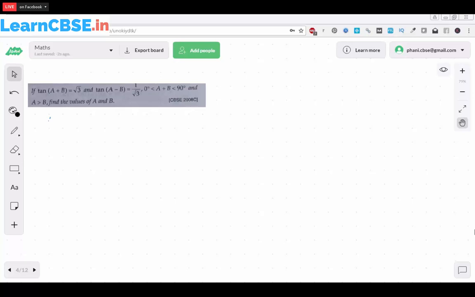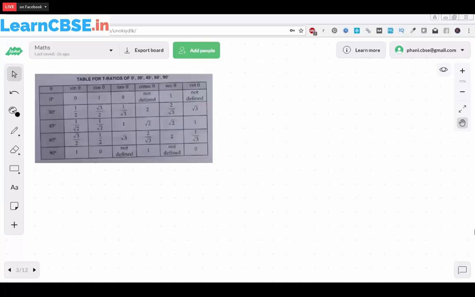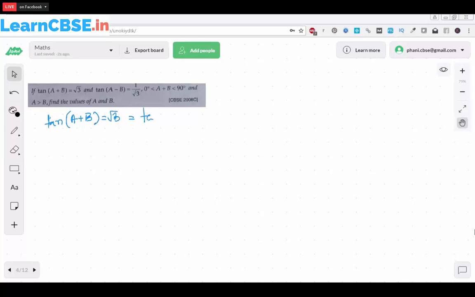So it's given tan of a+b is root 3. So we know that root 3 is the value of tan 60 degree. In place of root 3, we can simply write it as tan 60 degree. So from here, we can find out the value of a+b by comparing tan(a+b) with tan 60 degree. I can write a+b is 60 degree.